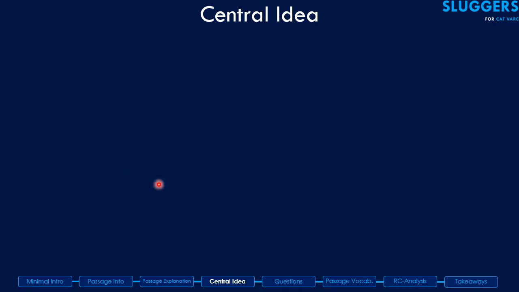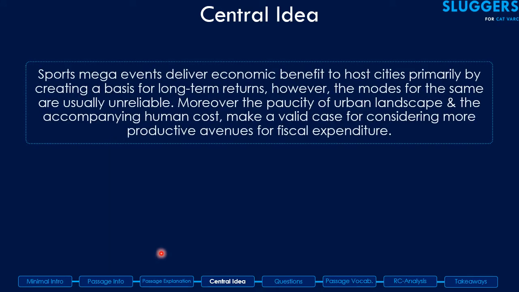All right, guys. So let's come to the central idea now. The central idea of the passage can be put forth as follows. So, let's read. Sports mega events deliver economic benefit to host cities primarily by creating a basis for long-term returns. However, the modes for the same are usually unreliable.